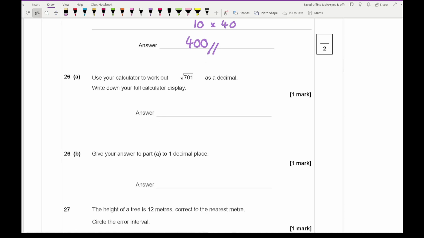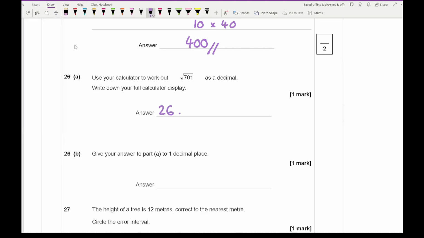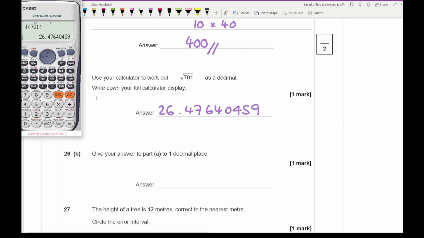So if I just load up my calculator, which may take a couple of seconds, there we go. So if I just press square root 701, just close the bracket because it comes up on mine, and then all I want to do is just copy that number. So it's 26.47640459, and just double check to make sure that I've copied that correctly, and yes, I have.